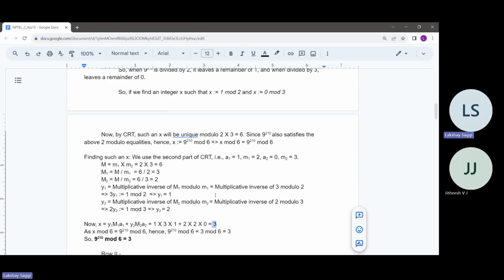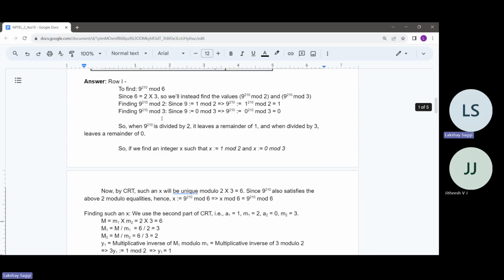And now what I want to say was, how is this related to 9 raised to power 210? What I did was, first I found 9 raised to power 210 leaves a remainder of 1 when divided by 2, and when divided by 3 leaves a remainder of 0. Now I took another number x and said that x is 1 mod 2 and 0 mod 3. But how are 9 raised to power 210 and this x related? This might be a question popping up in your mind. Finding this x is easy by using this formula, but how is this x related to 9 raised to power 210 actually?